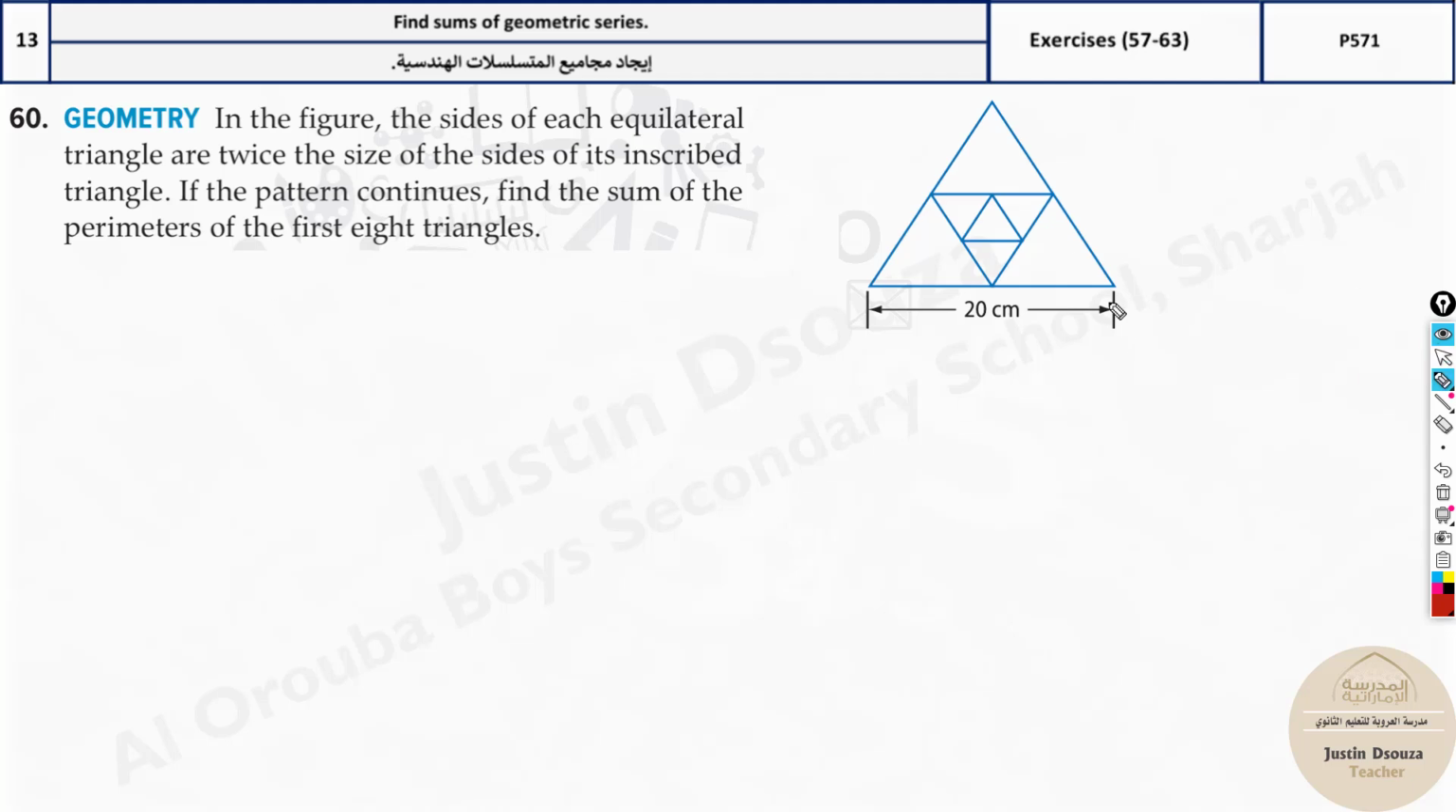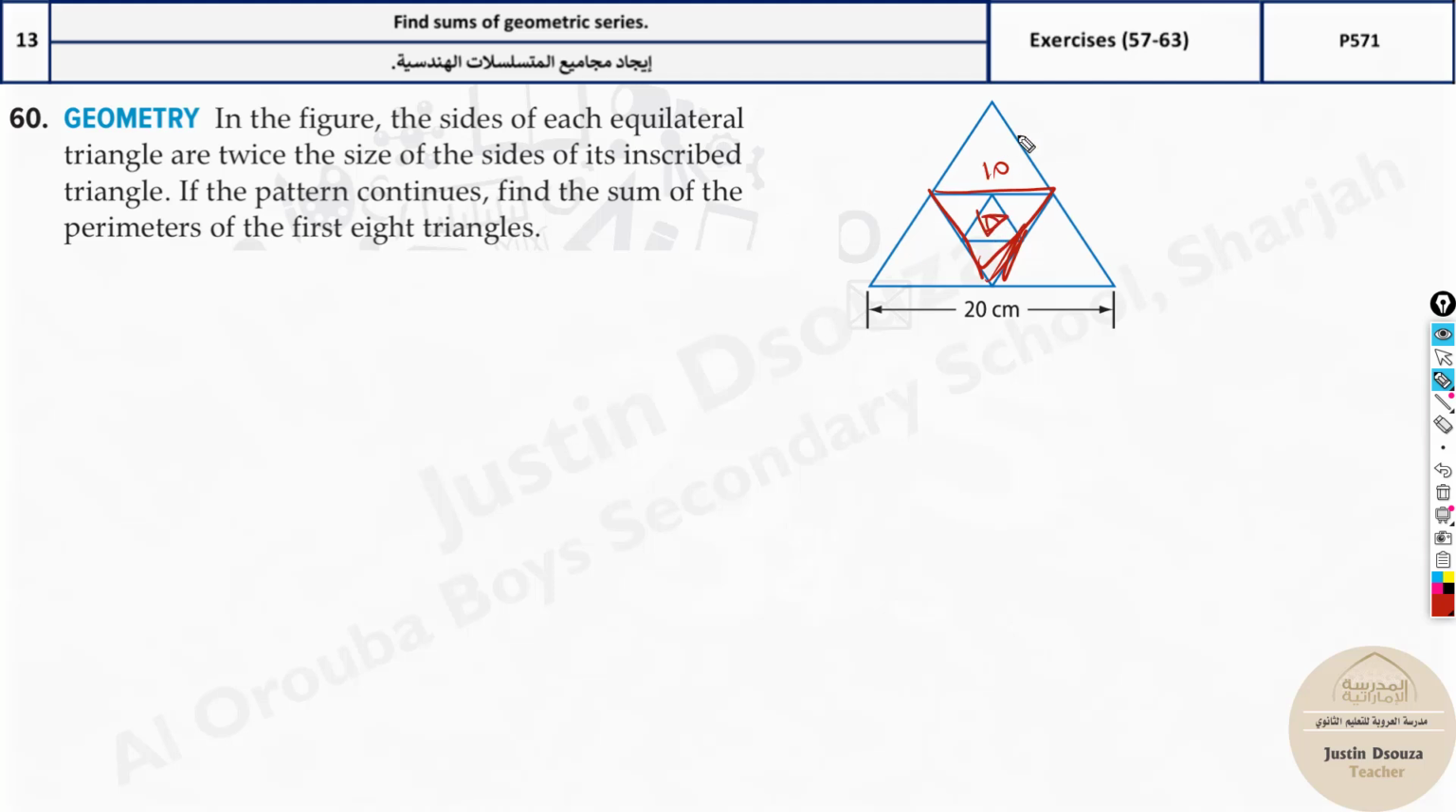Now it's about geometry. In the figure, the sides of each equilateral triangle are twice the sides of the inscribed triangle. So now imagine this is the inscribed triangle, right, for the outer one. The sides of the outer one are basically twice. If this is 10, this will be 20. That's what they have told. The inscribed is smaller, the outer is twice bigger. If the pattern continues, find the sum of perimeters of the first 8 triangles. So like this, it keeps on going, 8 more.